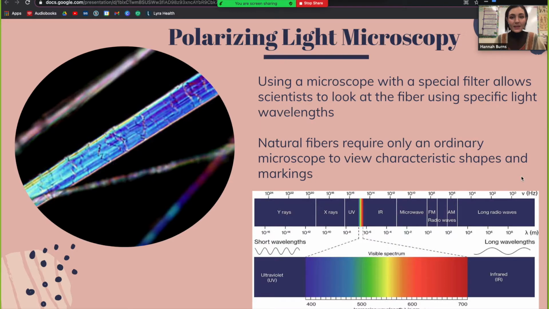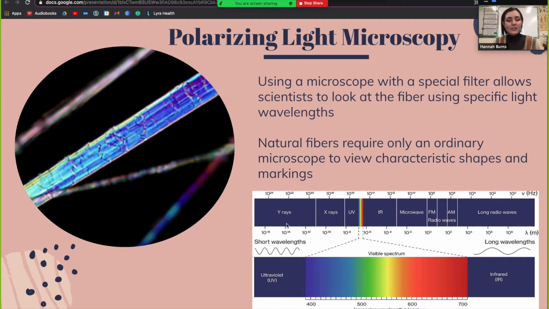So speaking of some of the non-destructive ways would be polarizing light microscopy or spectrometry. Using a light microscope for polarizing light microscopy is really nice because it allows us to use a special filter that could then help us change the specific light wavelengths in order to then better understand the makeup of the fiber. Natural fibers only require an ordinary microscope to view characteristic shapes and markings, so that is one way to right off the bat identify differences between your fibers.